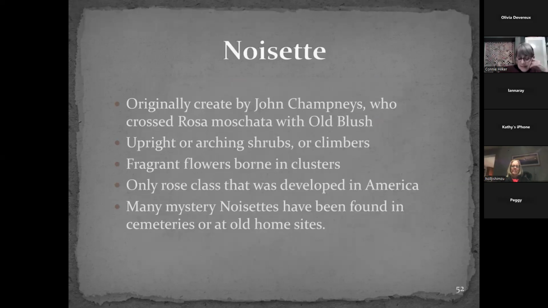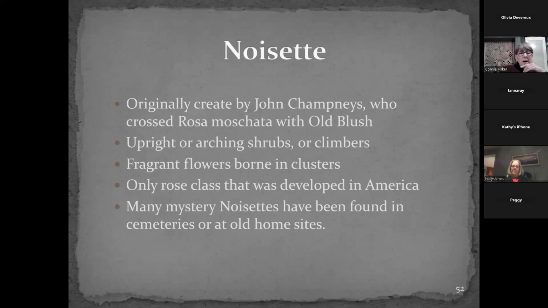Here we have the noisettes. This is the only class of rose that was developed in America. And I don't know if it was done on purpose, but with the other roses that they were trying to get repeat bloomers, they crossed a once bloomer with a repeat bloomer and then crossed into it over successive generations. Well, John Champneys in Charleston crossed Rosa moschata, which is the old musk rose that blooms throughout the summer into fall, with Old Blush that is almost continuously blooming. So it was either a lucky accident or a stroke of genius to cross two repeat blooming roses.